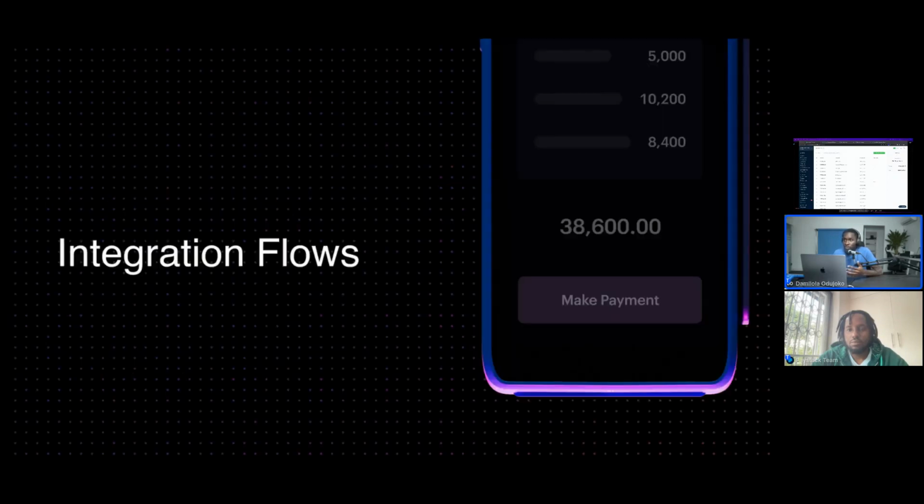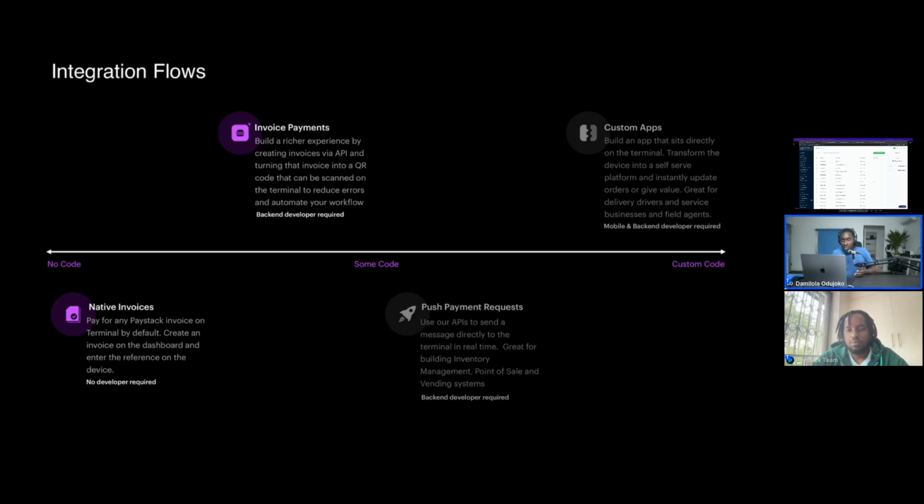So moving on, we discussed the integration flows that are available on the Paystack terminal in the last session we had. We discussed 4 integration flows. From this presentation, you'll see that we have two flows that are grayed out. That's because we won't be focused on those 2 integration flows today. We'll focus majorly on invoices today. So we're going to be talking about the native invoices and the invoice payments.